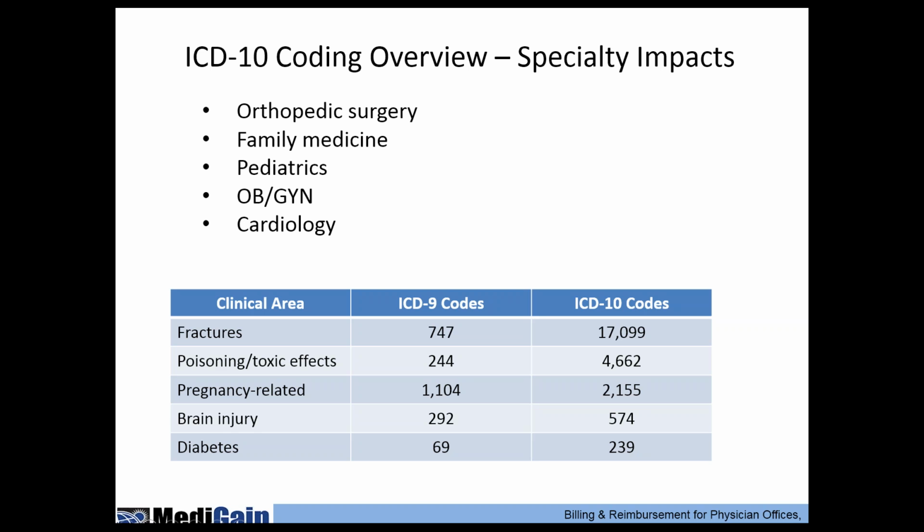So you can see a breakout of some of the particular clinical areas, like from fractures we're going from a little over 740 codes to almost 17,100 codes. So a big change there, and so again you really need to apply what of these key changes crosswalks over to your specialty and what do you need to be careful about.